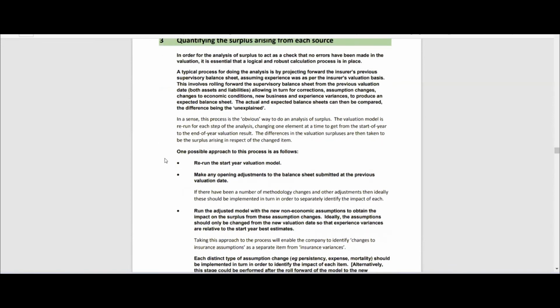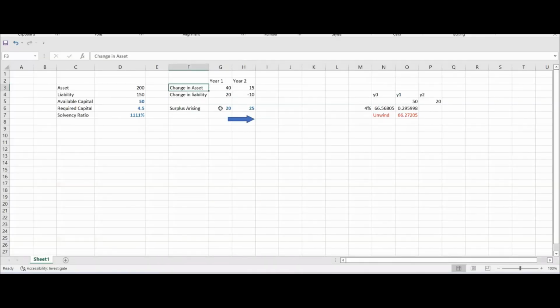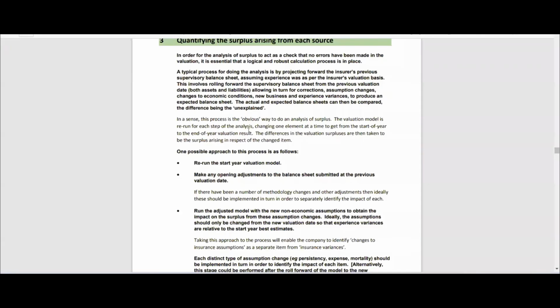Now we see the process. At the start of each year, rerun your valuation model, right? You have the earlier year's profit and loss, the year-end profit or loss. Suppose it is 200, or in our Excel example, it was 20 rupees, and next year it is 25 rupees. So right now you are at the end of year two, right? You have this figure 25, and you obviously have this figure because you are at the end of this year. So you have this figure and this figure. So surplus arising is the movement from here to here, right?